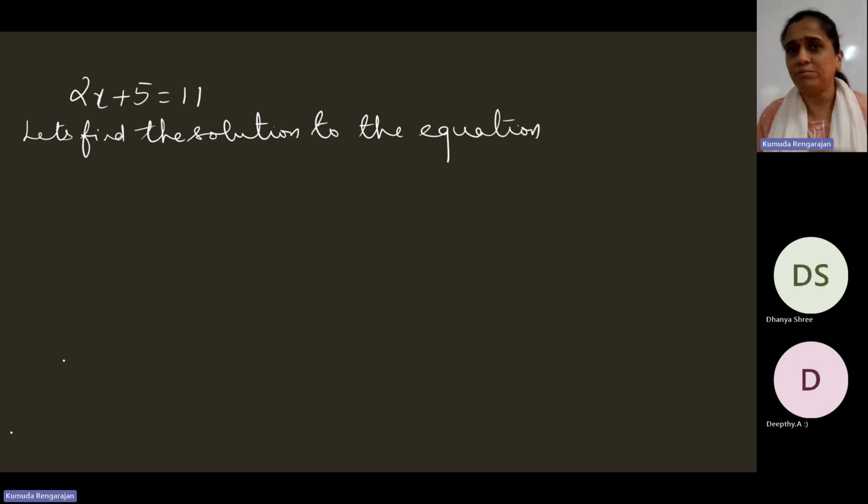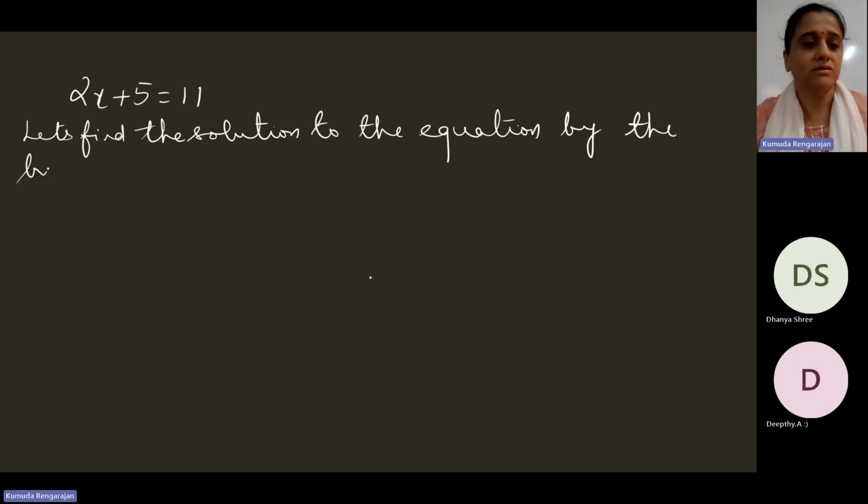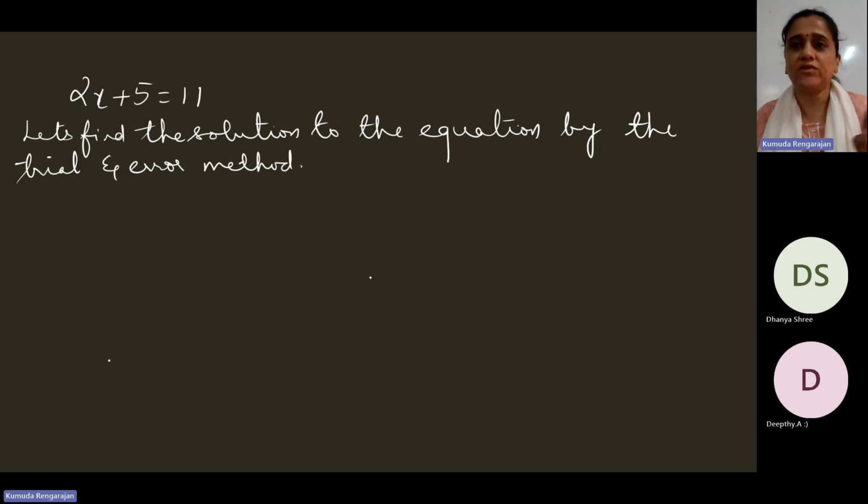When we say equation, simple equation, both are the same now for 7th standard. So let's find the solution to the equation by the trial and error method. The equation is 2x plus 5 is equal to 11.